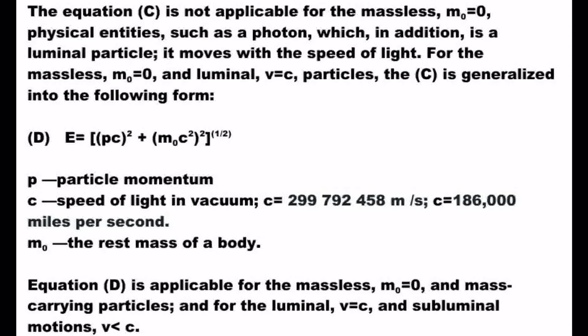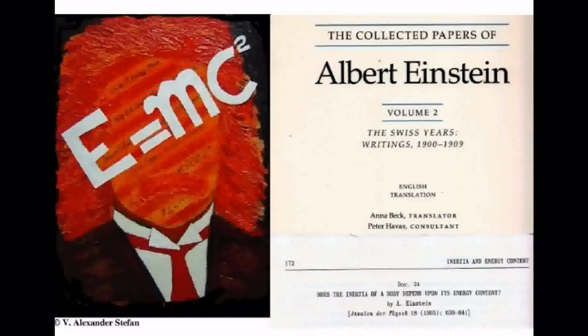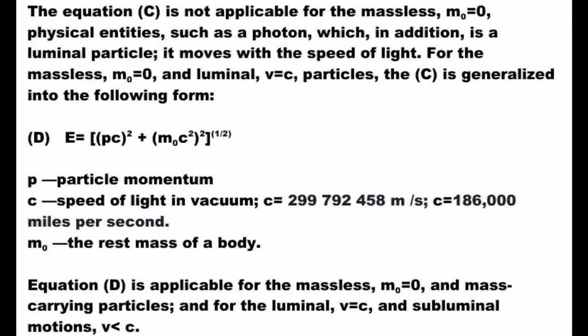The equation C is not applicable for the massless m0=0 physical entities, such as a photon, which, in addition, is a luminal particle. It moves with the speed of light. For the massless m0=0 and luminal v=c particles, the equation C is generalized into the following form. Equation D is applicable for the massless m0=0 and mass-carrying particles, and for the luminal v=c and subluminal motions.